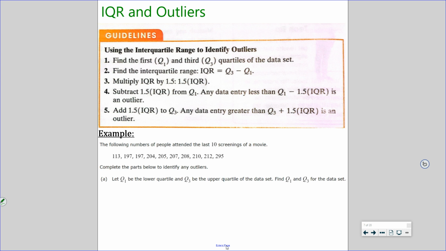So A says let Q1 be the lower quartile. We know that stands for first quartile. Q3, third quartile, is the upper quartile. Find these in your data set. Okay, why don't you guys go ahead and do that. Find Q1 and Q3.